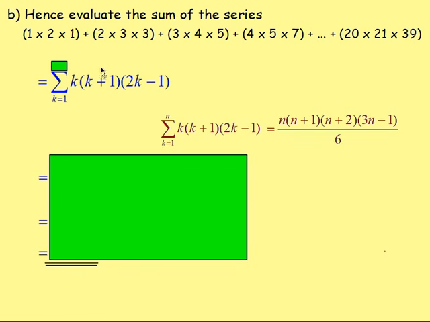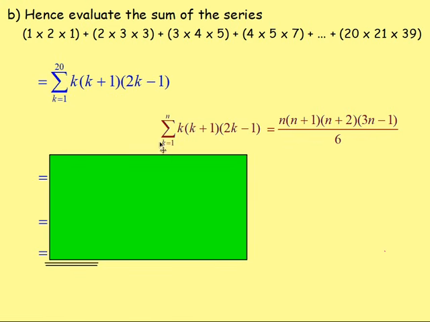The last term, we've got a 20. So if k was 20, you would add on 1, which gives us a 21, and then double it, take away 1 is 39. So we are going to be using this. And the last value of k will be 20. It's always the number that's first in the brackets. The last number that's first is 20, so we've got the sum going from k equals 1 up to 20.